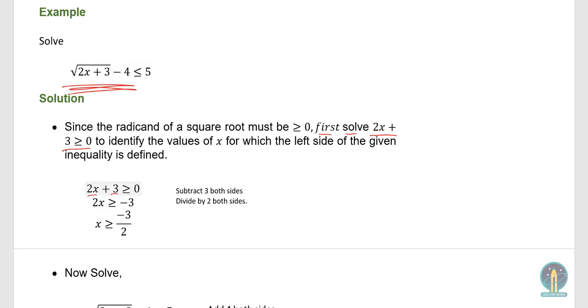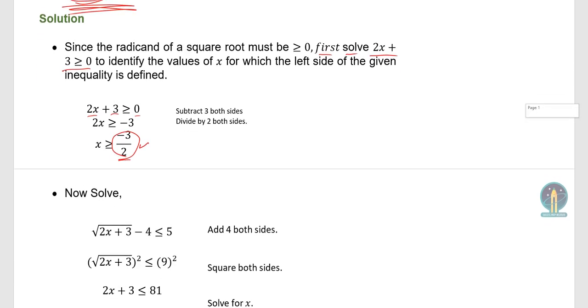So 2x plus 3 greater than or equal to 0. Subtract 3 from both sides, so 2x is greater than or equal to negative 3, x is greater than or equal to negative 3 over 2. So to make the radical expression defined, x has to be greater than or equal to negative 3 over 2. Let's take note of that. Then solve the entire inequality.